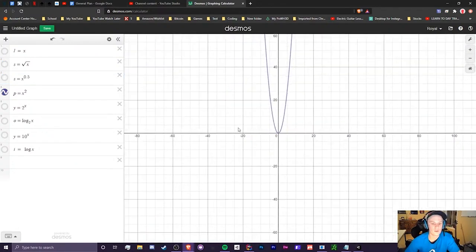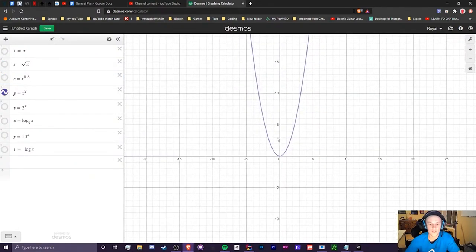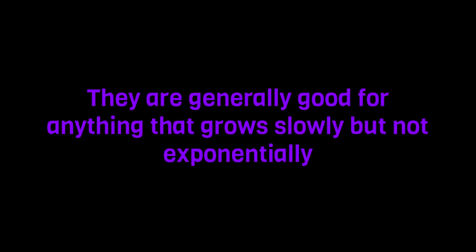Polynomial equations are really good for costs, just basic costs like upgrades.